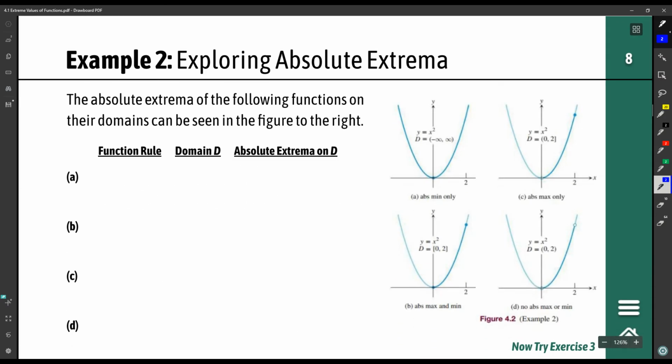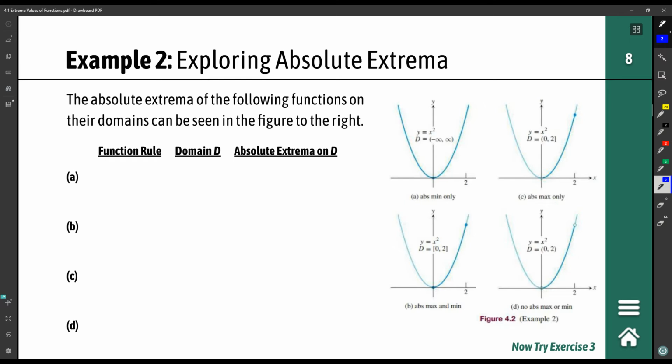So moving on, then, let's take a look at what happens if we consider a different type of interval other than one that is closed. So the absolute extrema of the following functions on their domains can be seen in the figure to the right. This is directly from your book in chapter 4, section 1, figure 4.2. And we have the graph of y equals x squared a few different times, but notice that the domain changes for each one of them.